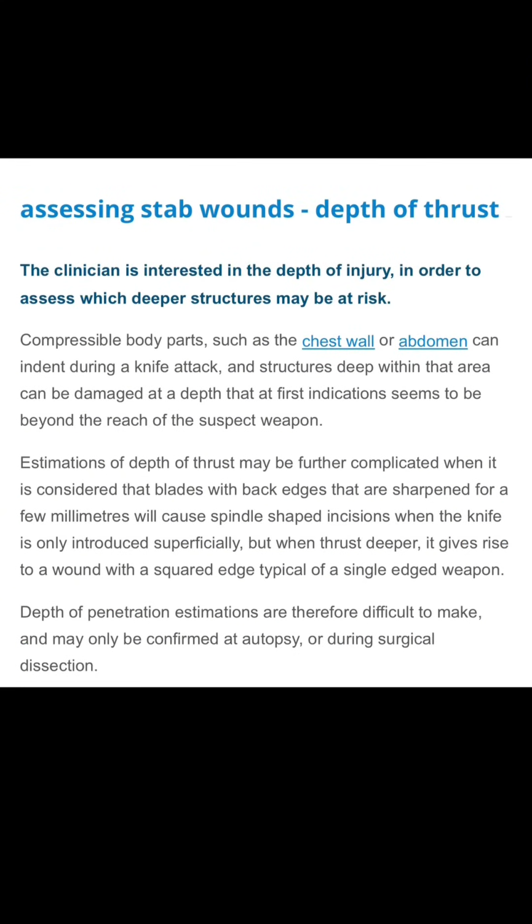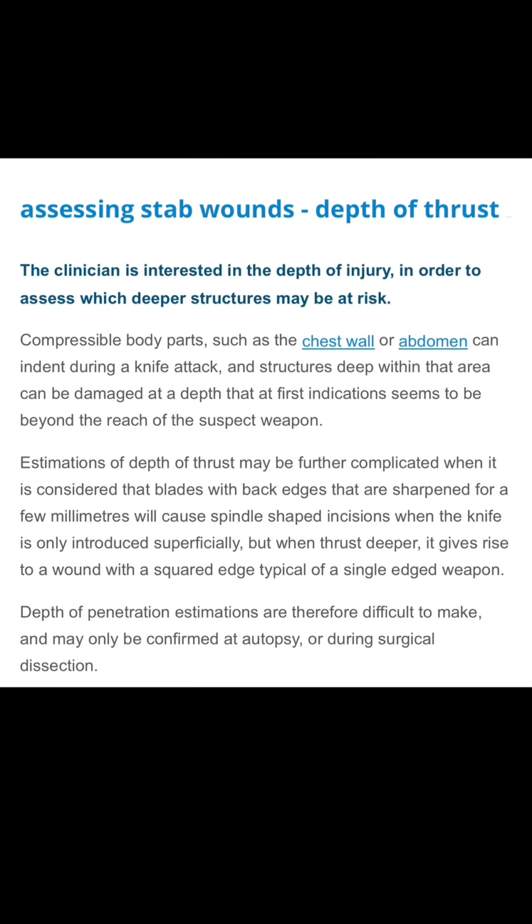So then this talks about the depth of thrust. The clinician is interested in the depth of injury in order to assess which deeper structures may be at risk. So it says compressible body parts such as the chest wall or abdomen can indent during a knife attack. Structures deep within that area can be damaged at a depth that at first indication seems to be beyond the reach of the suspect weapon.